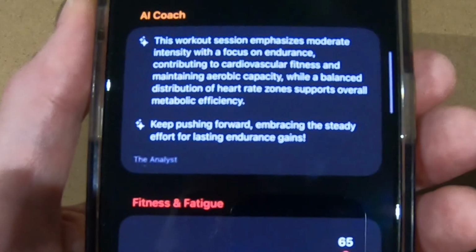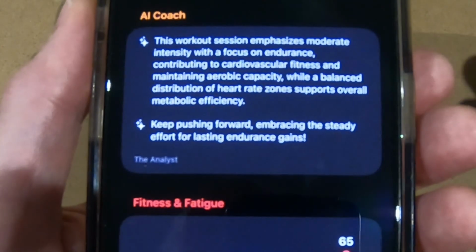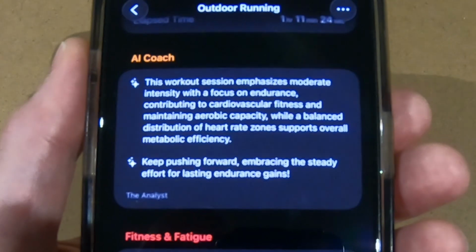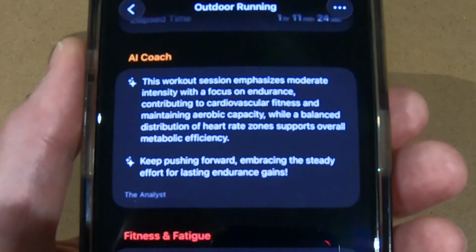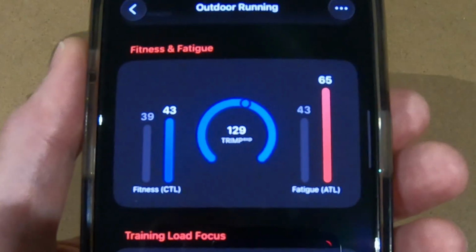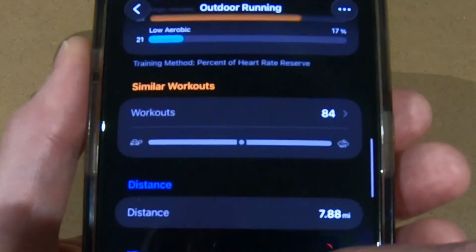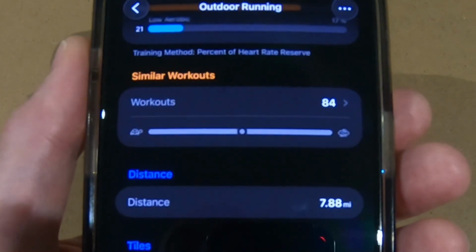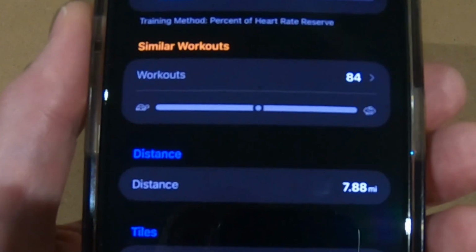One of the subscription options is the AI coach. I found this to be fairly useful, certainly in the next tab, which is statistics, and I'll show you that shortly. You got an idea of your fitness and fatigue, your training load focus, and similar workouts. This is what I find to be a really important statistic.